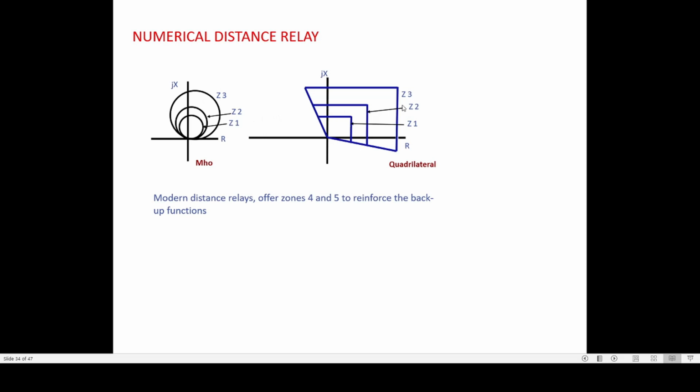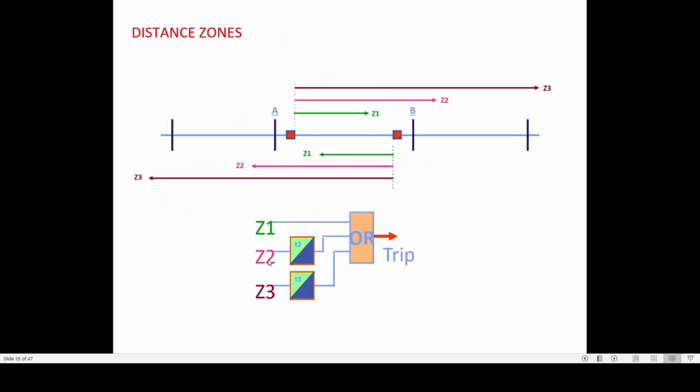Similarly, we can draw it in the quadrilateral characteristic also. This is zone 1, zone 2 and zone 3 along with their resistive reach coverages. Modern relays offer zone 4 and 5 to reinforce the backup functions also. We will see this in the later slides. Now, these are our basic distance zones.